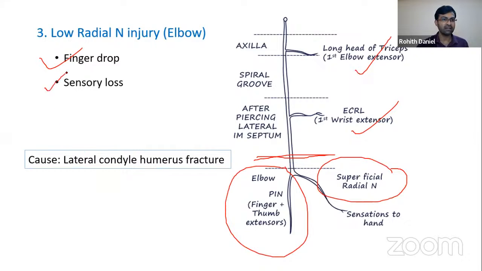So this is a very interesting condition where there will be finger drop as well as sensory loss. Okay. So if there is a question in your exam and they ask you about finger drop and sensory loss, you do not get confused thinking that, oh, the posterior interosseous nerve is a pure motor nerve. There is no sensory loss like that. This means that if this combination occurs, the injury is around the elbow, usually around lateral condyle of humerus fractures. Okay. This is an example where you get a low radial nerve injury. This is also relatively rare when compared to a high radial nerve injury. Understood?